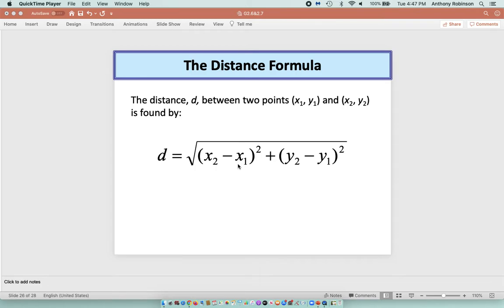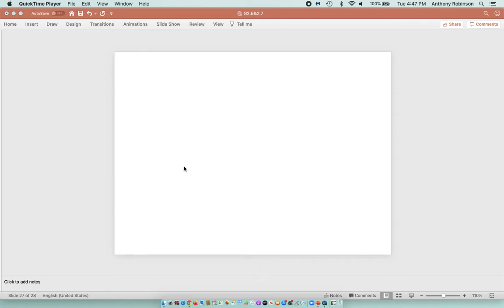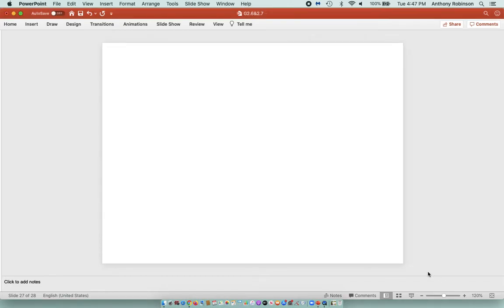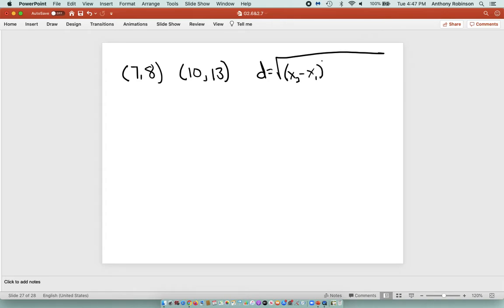All right, let's go ahead and look at an example. Make sure my pen's working. There we go. Black, good. We're going to look at the point (7, 8) and the point (10, 13), and we are going to use the distance formula, which is D equals the square root of (x2 minus x1) squared plus (y2 minus y1) squared.